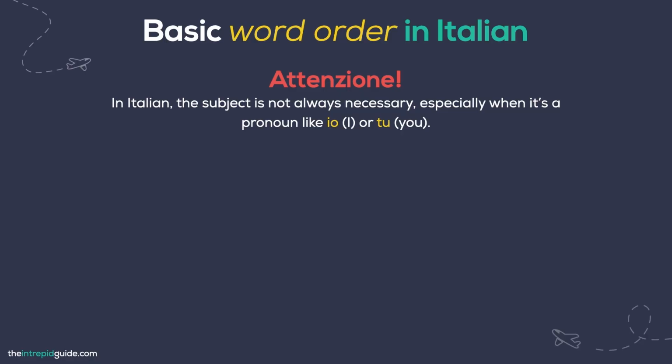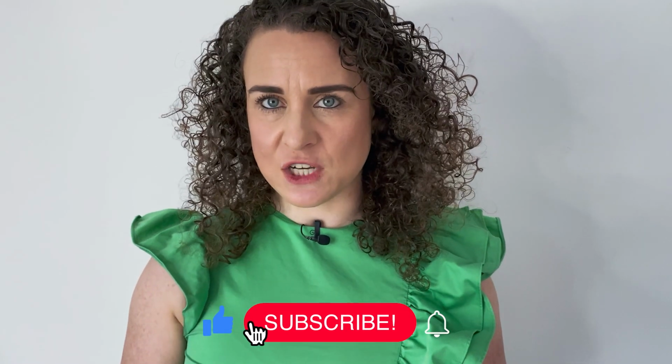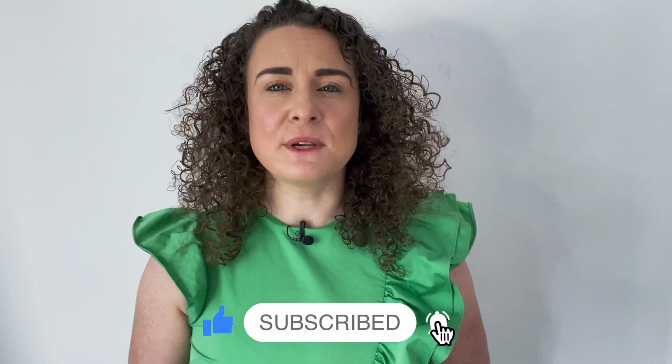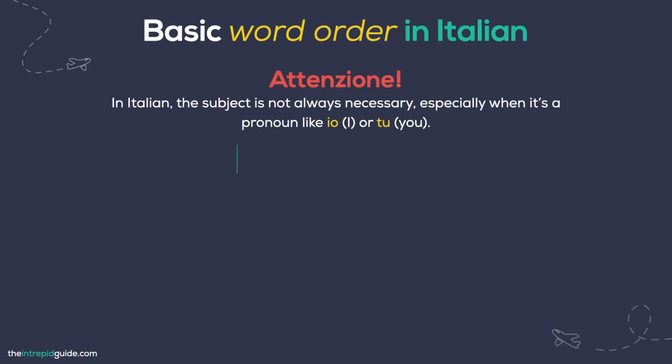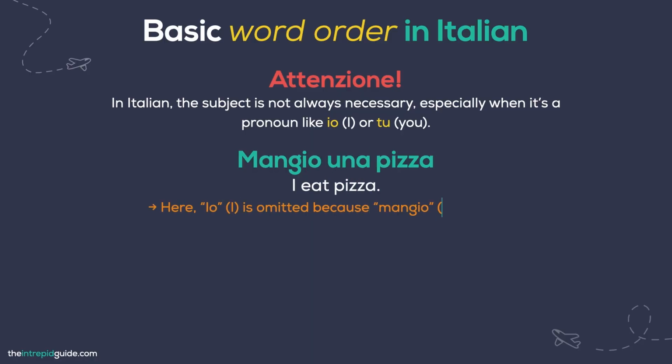Attenzione! In Italian, the subject is not always necessary, especially when it's a pronoun like io or tu. The verb ending usually indicates who is doing the action. However, sometimes the subject may be used for clarity or to emphasize who is performing the action. For example, Mangio una pizza. I eat pizza. Here, io, I, is omitted because mangio, eat, tells us who the subject is.